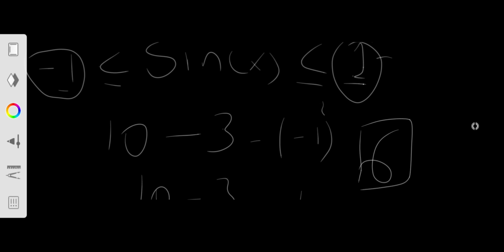Always remember that the extremes of sine are minus 1 and 1. The cosine also goes with it. Okay, so this will be helpful.